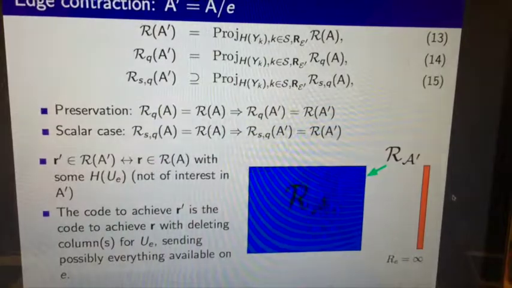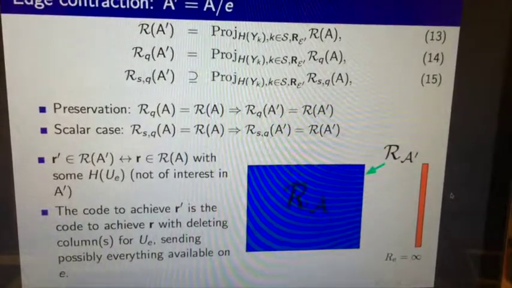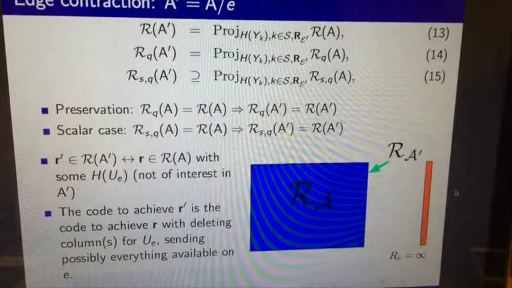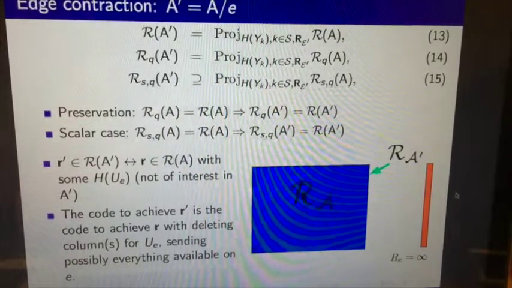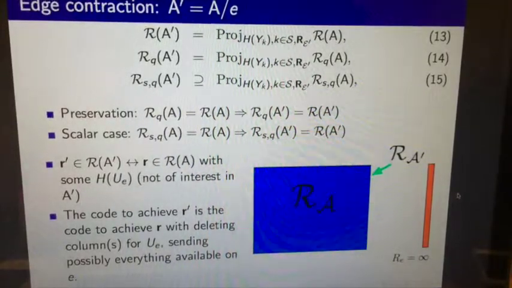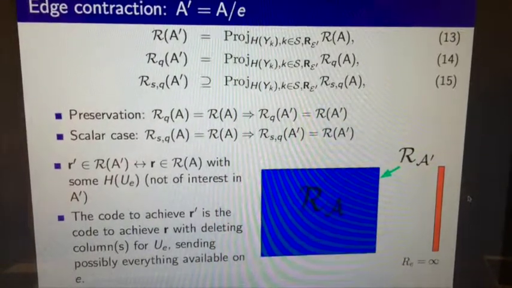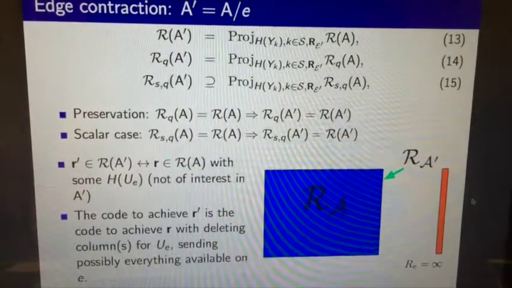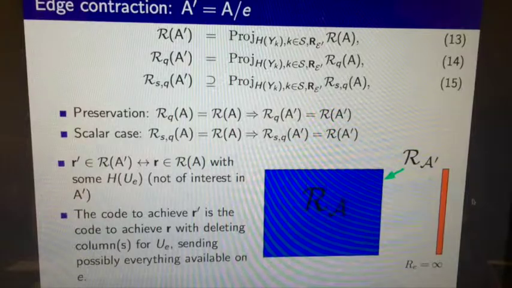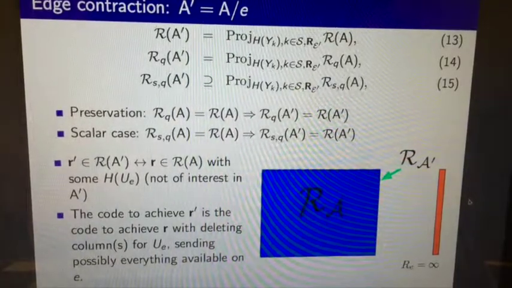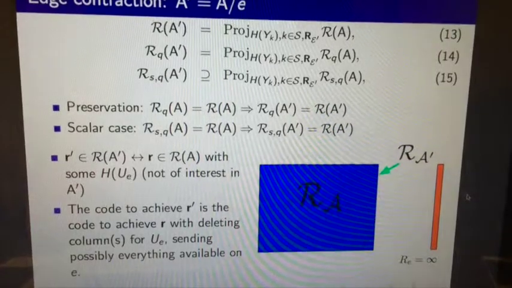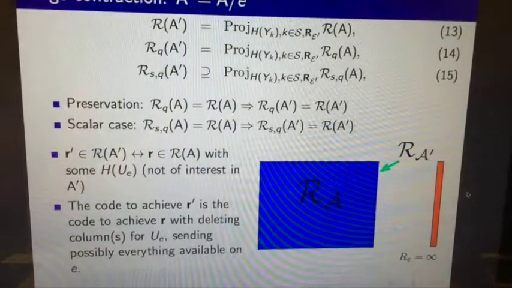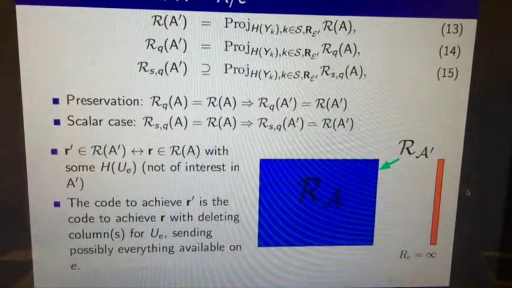Therefore, we just drop the dimension of RE in the region of A to get the region of A prime, since we are not interested in that dimension anymore. A point R prime in the region of A prime is equivalent to a point in the region of A with some HUE, but we just don't care. If R is achieved by FQ codes, the code to achieve R prime is the same code with the deletion of UE. Possibly UE sends everything available to the next node. It is different from edge deletion. In edge deletion, UE sends nothing, but here it can send everything. We just don't care about it.